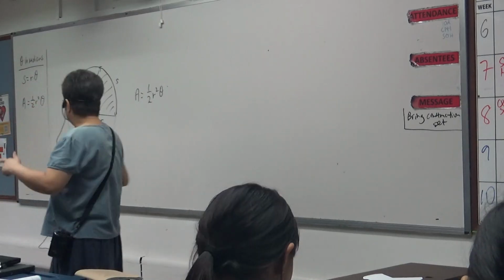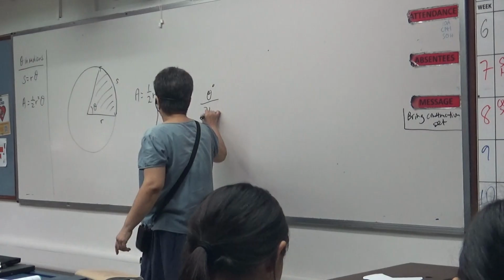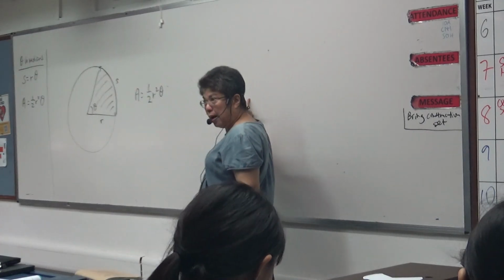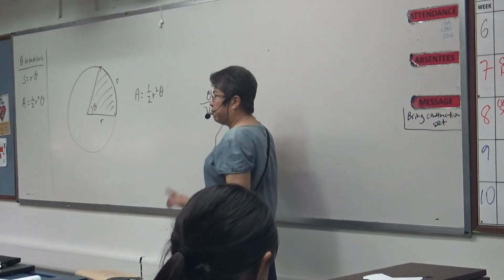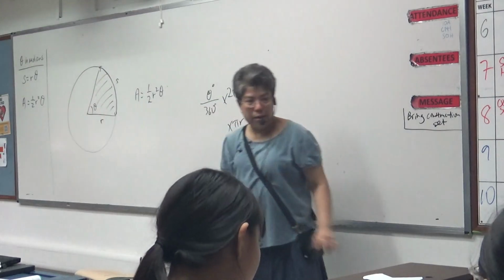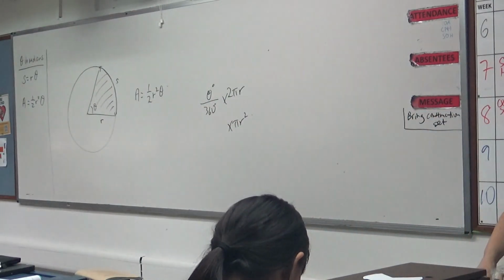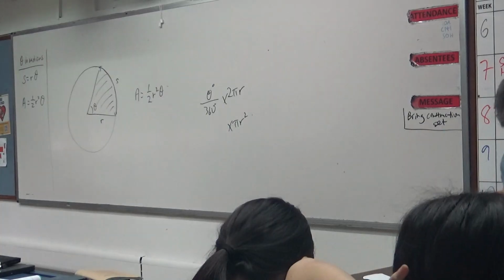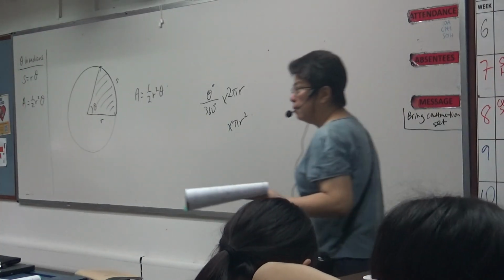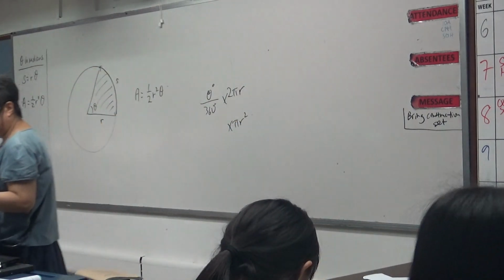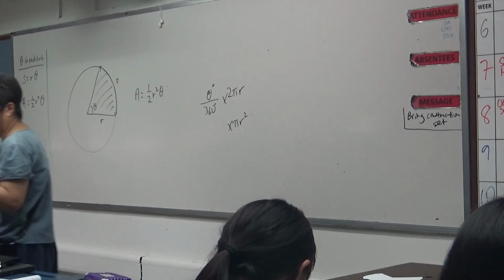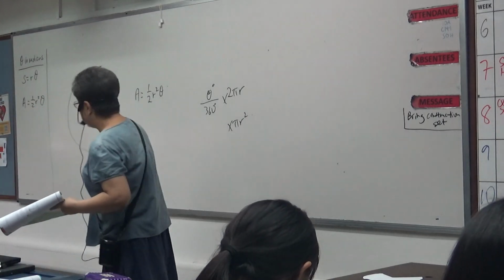If it's not in radians, then you use theta over 360 times 2 pi r for arc length, then theta over 360 times pi r squared for sector. Everybody clear? Now, if you turn to page 89, that's the one that they have. S equals r theta, where theta, the angle, is in radians, subtended by the arc at the center of the circle of radius r. Everybody clear? So that's the first one.